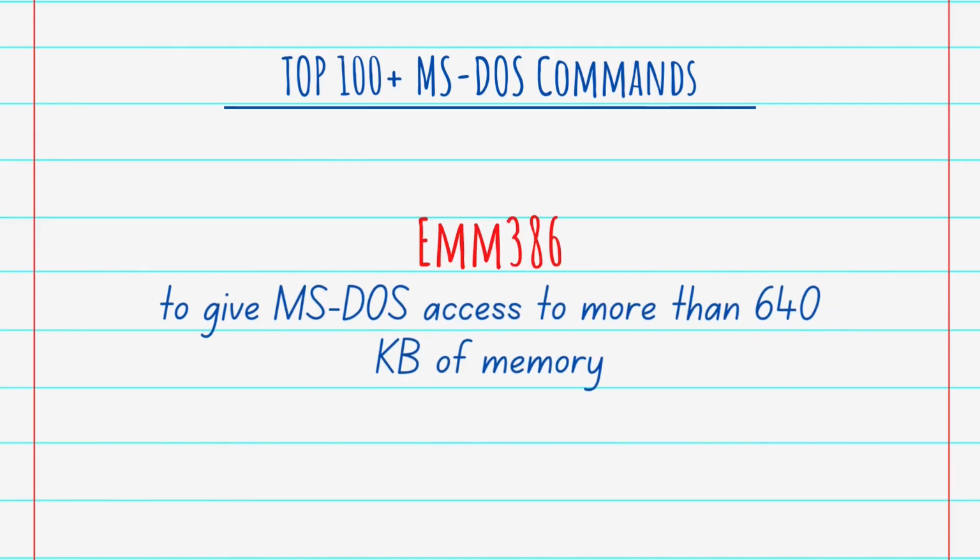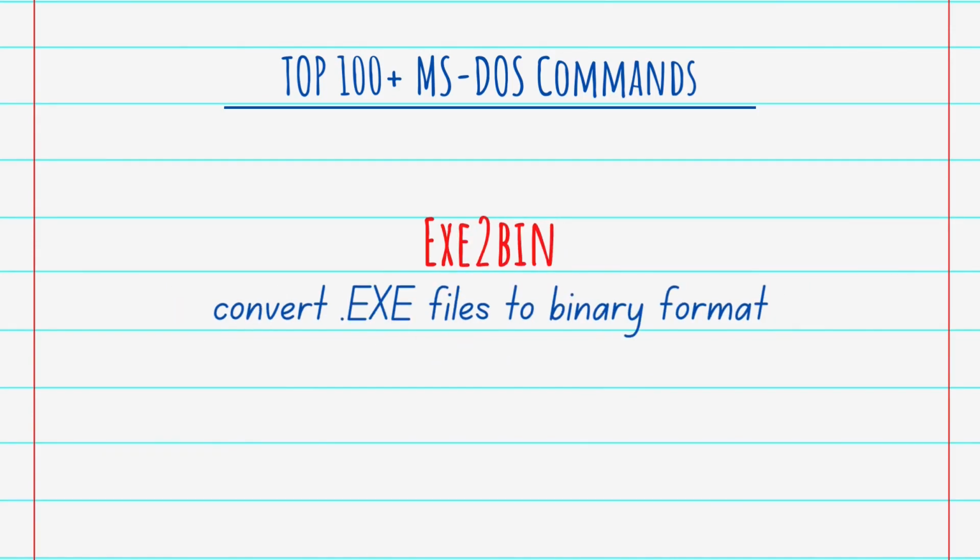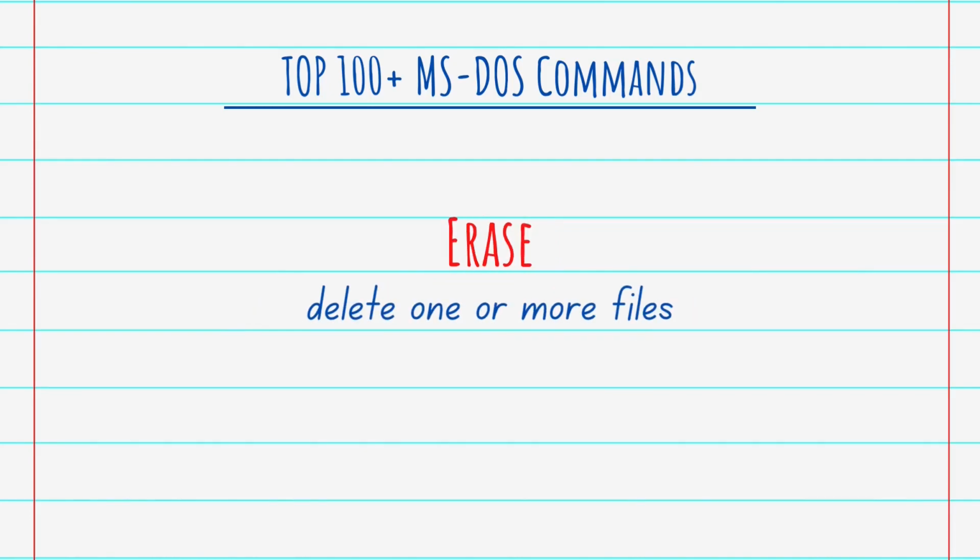Okay. Next is EMM386. This command is used to give MS-DOS access to more than 640 KB of memory. Next is exe2bin. The exe2bin command is used to convert .exe files to binary format. Next is the erase command. The erase command is used to delete one or more files. The erase command is the same as the delete command, or we can say the del command.